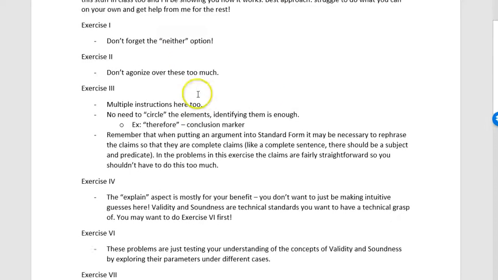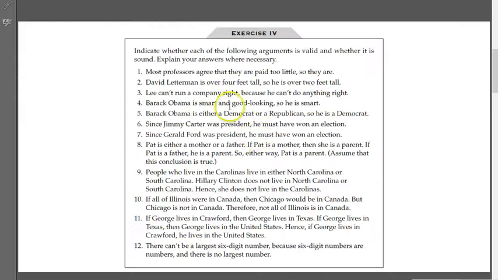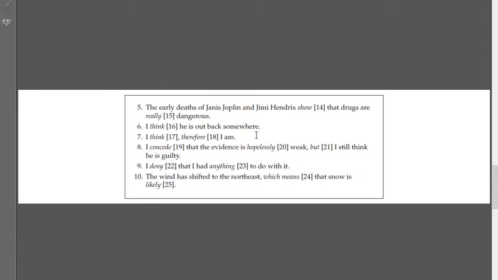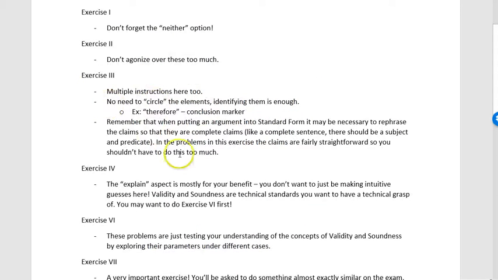And then I want to remind you that in this document, there's always the chance that I might ask you to modify the instructions as you would see the exercises in the textbook. So these are scans of the exercises that I've assigned, taken from the textbook. And sometimes I'll mess around with the instructions for them, or maybe give you some tips, like with exercise two, don't spend so much time trying to analyze and deconstruct those things.